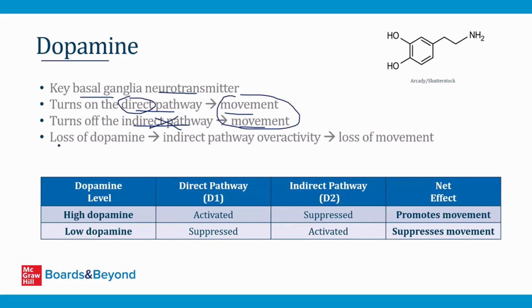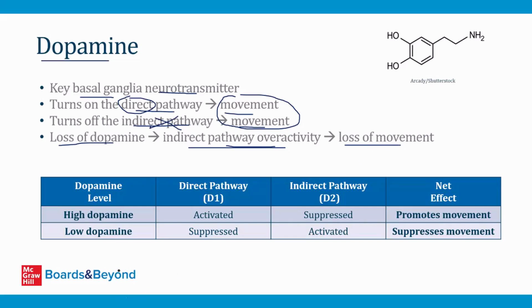What this means is if you lose dopamine, as happens in Parkinson's disease, which we'll talk about shortly, the indirect pathway is overactive. Make sure you understand this. Without dopamine, you don't get the amplification of the direct pathway and you don't get the inhibition of the indirect pathway. And as a result, you get overactivity of the indirect pathway. And this leads to loss of movement, which is a key feature of Parkinson's disease.